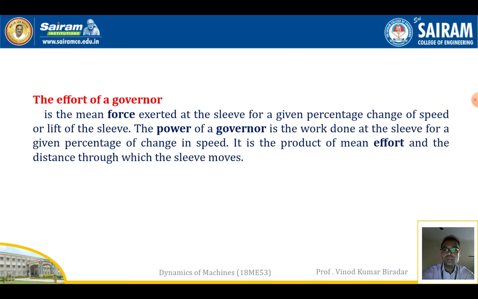Now the last definition is the power of a governor. The effort is the mean force exerted at the sleeve for a given percentage change of speed to lift or raise the sleeve. The power of a governor is the work done at the sleeve for a given percentage change in speed. Normally it is the product of the mean effort and the distance through which the sleeve moves.